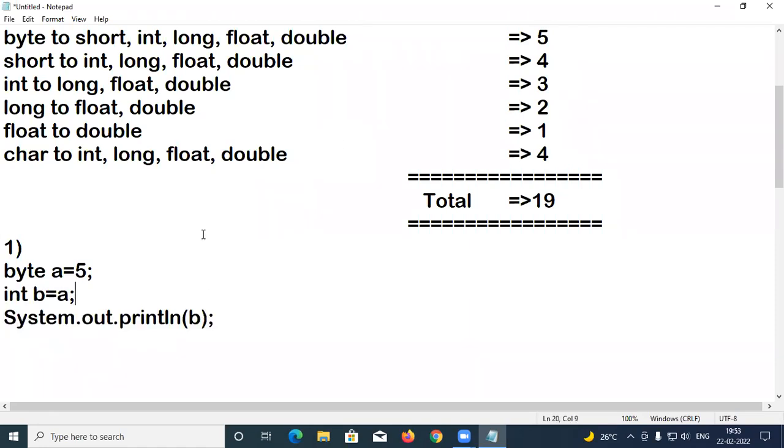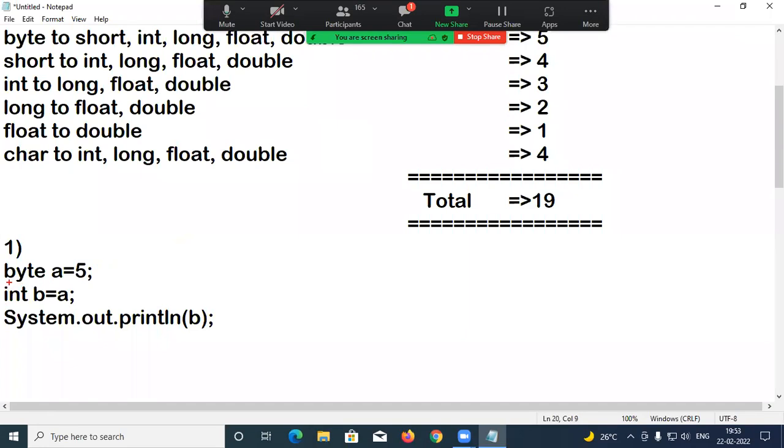Now here you observe. byte A equal to 5, so A is a byte type. int B equal to A. That means A is assigned to B. A is a byte type, B is an int type. Byte to int or int to byte? This line is byte to int.